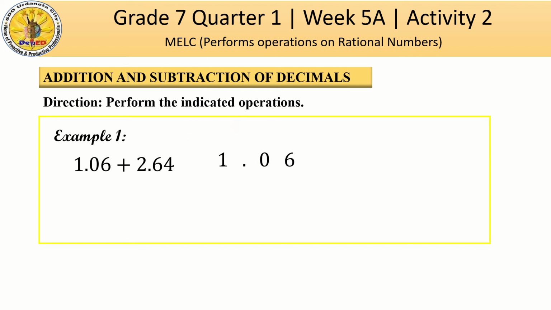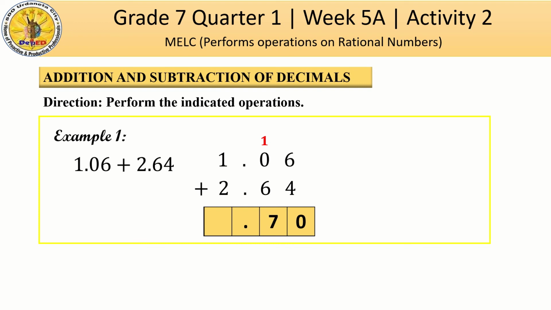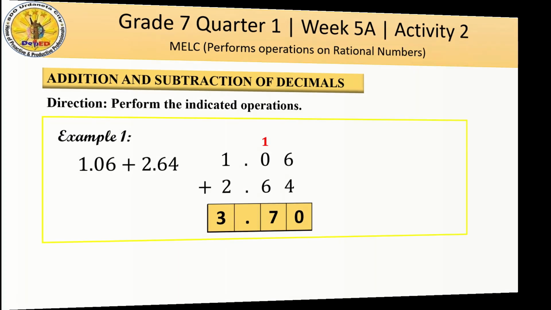So here is how we're going to write these decimals. 1 and 6 hundredths plus 2 and 64 hundredths. So 6 plus 4 is 10. We write 0 there and then carry 1. 1 plus 6 is 7. Then copy the decimal point. 1 plus 2 is 3. So that's the answer. Very easy.